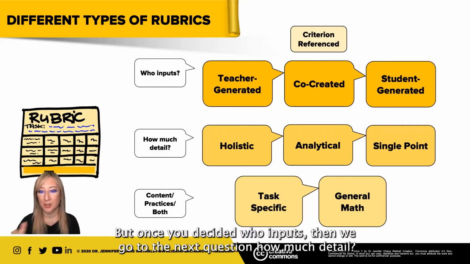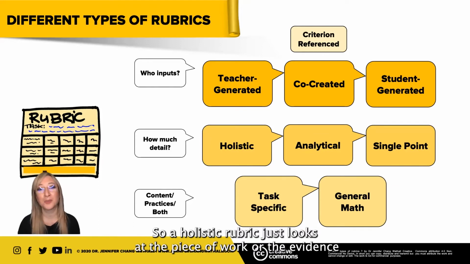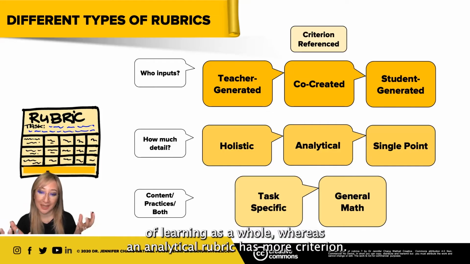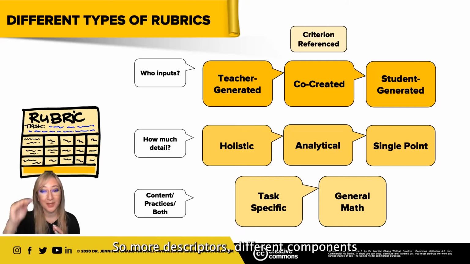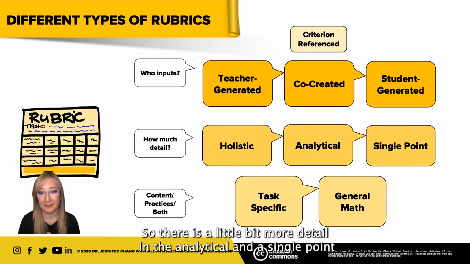But once you've decided who inputs, then we go to the next question, how much detail? So a holistic rubric just looks at the piece of work or the evidence of learning as a whole, whereas an analytical rubric has more criteria, so more descriptors, different components, and then the levels for each of those components. So there is a little bit more detail in an analytical.